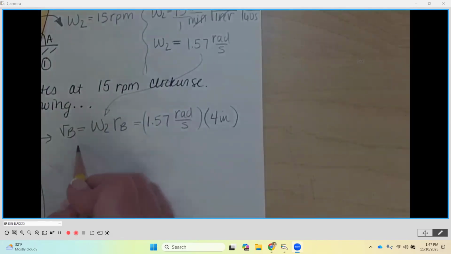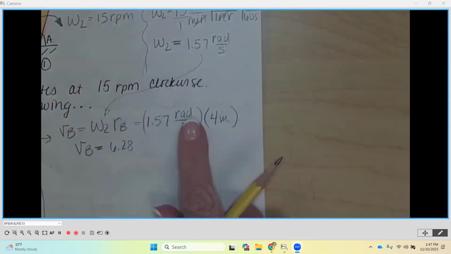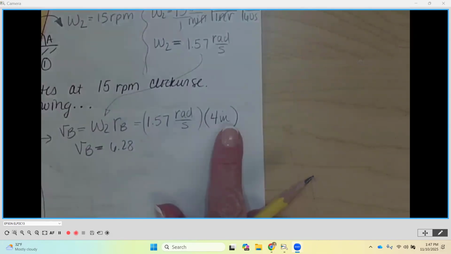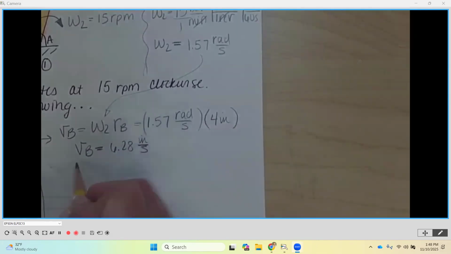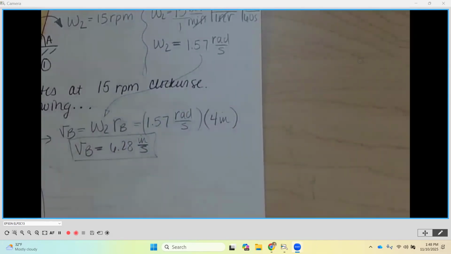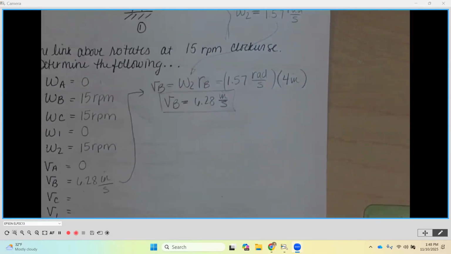So our VB, does that come out to 6.28? Yeah, 6.28, and then because radians in here multiplies by inches, it just goes to inches per second. So our velocity at B is indeed 6.28 inches per second.